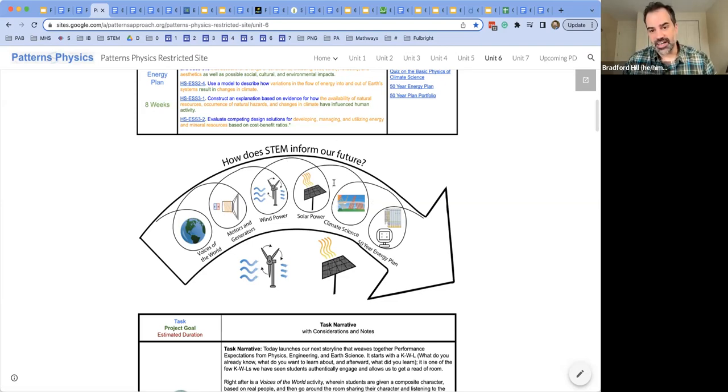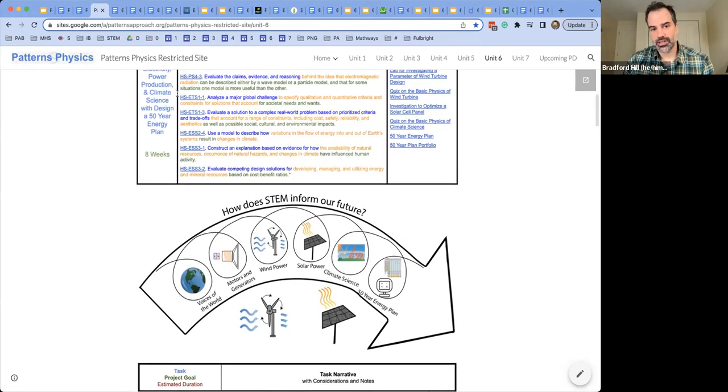But again, it fits nicely into the storyline that, okay, we've looked at how generators work. We've talked some about scaling them up to this amount that we need to power the world. And then let's look at the climate impact. And there, of course, is a lot more earth science standards that we cover in that dive.